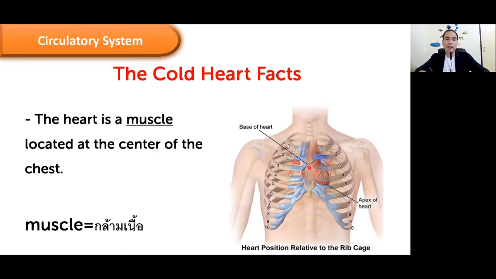So with your heart, it has two parts. You have the base and the apex of the heart. The base of the heart is flat and the apex of the heart is pointed or sharp, by which most of the body of the heart is located here at the center of your thorax or the center of your chest. Okay? And it is pointed more going to the left side of your chest.